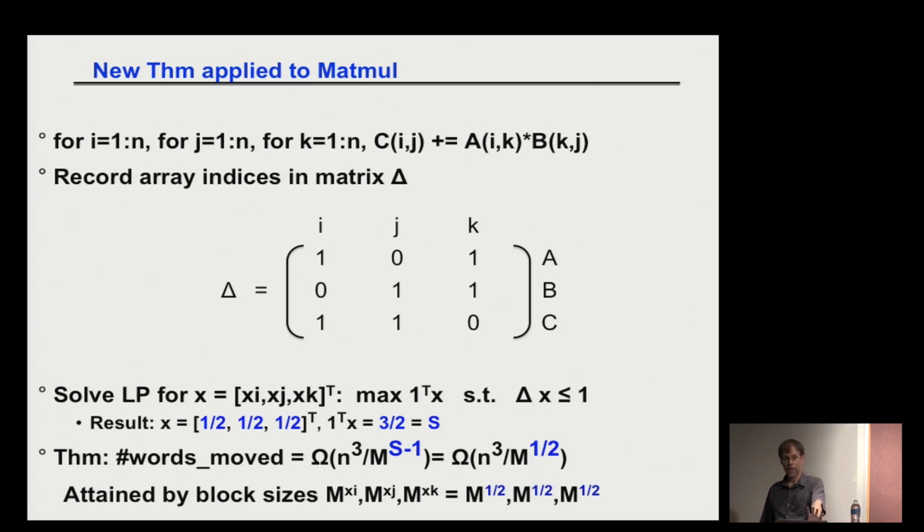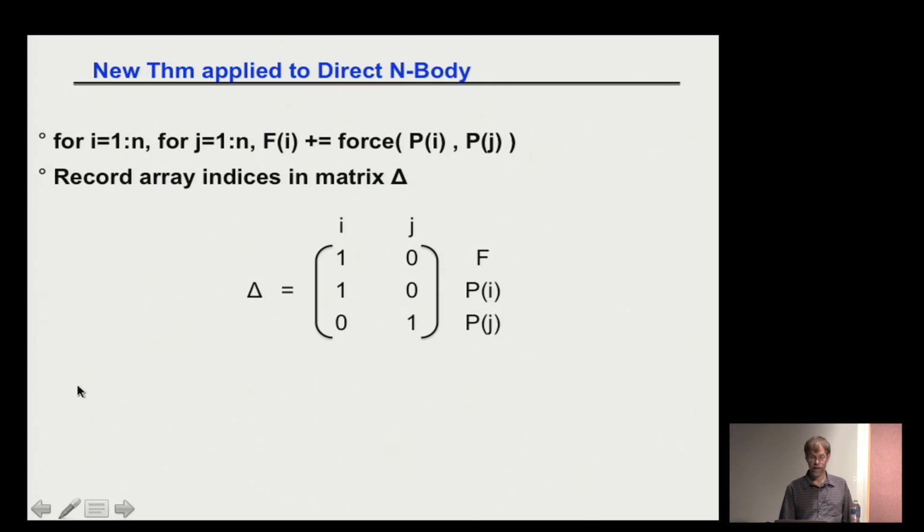So now let me apply the same theorem to N-Body and just illustrate. I'll state the theorem in its generality later; I just want to give some special cases first to illustrate it. So here's the simplest way to write down N-Body. I'm going to loop over all pairs of particles, so i equals 1 to n and j equals 1 to n. And what am I going to do in the inner loop?